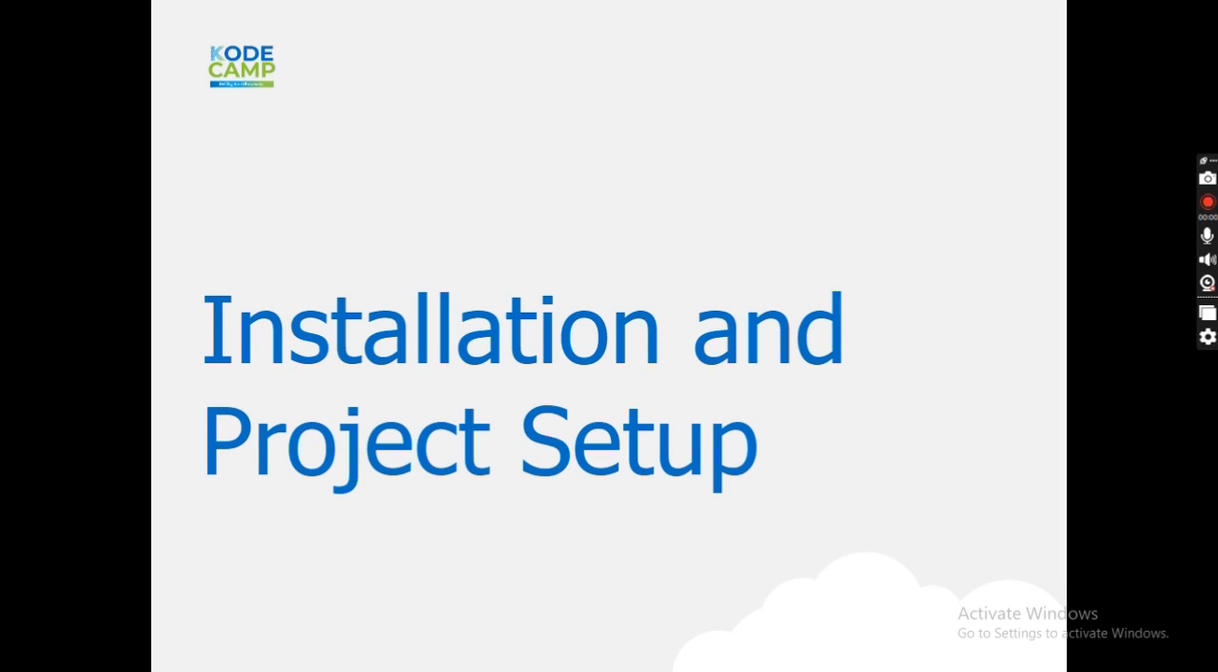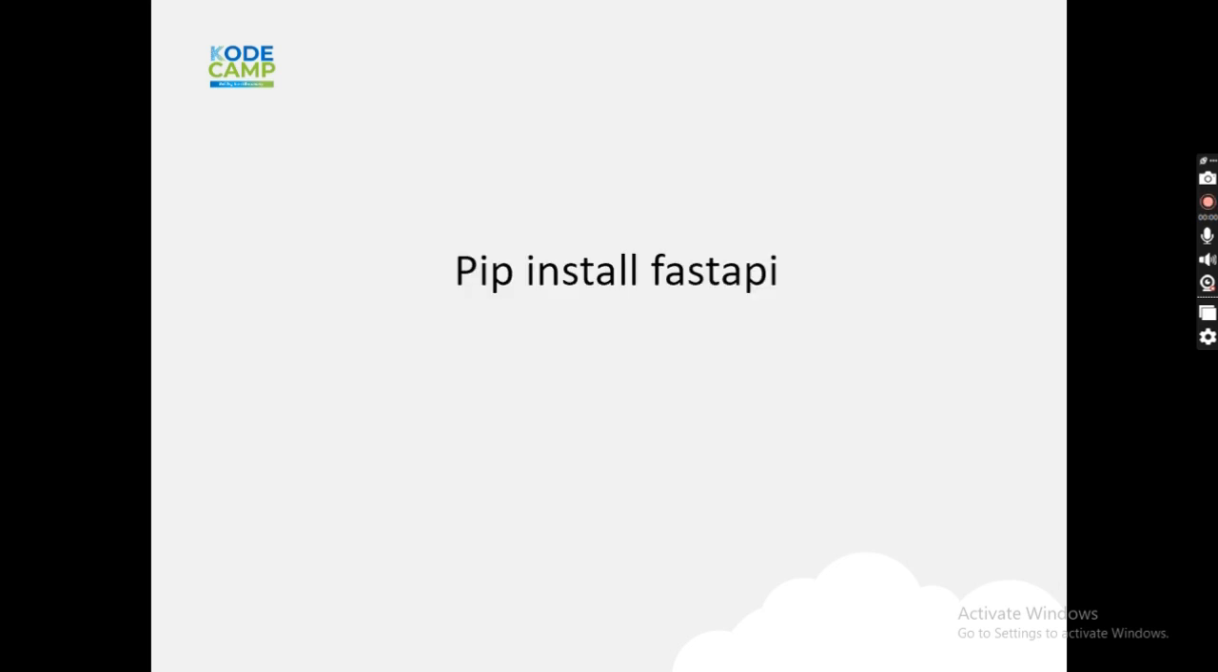Unlike other frameworks, FastAPI is quite easy to install. To install it, we simply use the command pip install fastapi. It's as simple as that. You have your API installed. So where exactly would you be typing this command? Of course, in your command prompt. So that's where we'll carry this out.